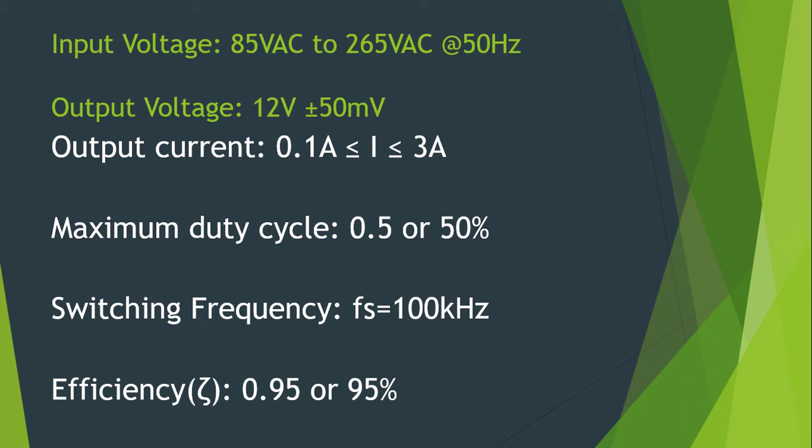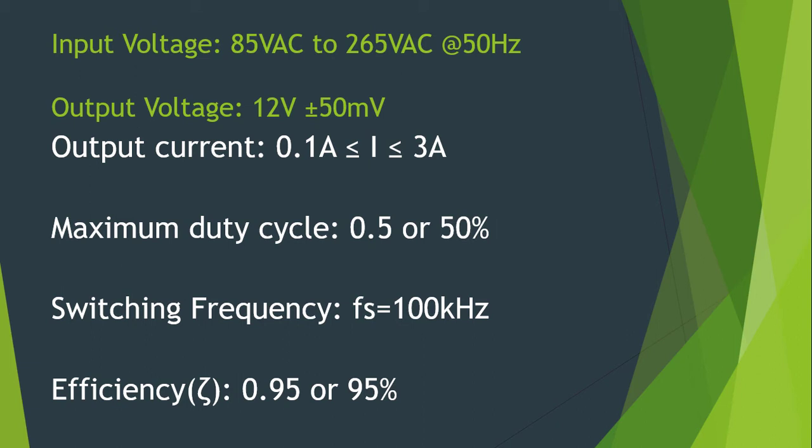Okay, let's say you have 85 VAC and 265 VAC, and you want your output voltage to be 12 volts. This is just the conventional voltage that most of our adapters use, and then plus or minus 5 millivolts. This is the ripple voltage. So it's just like a range, 12 point something. And then we want our current to be 0.1 to 3 amp. This is just the range of current that we want.